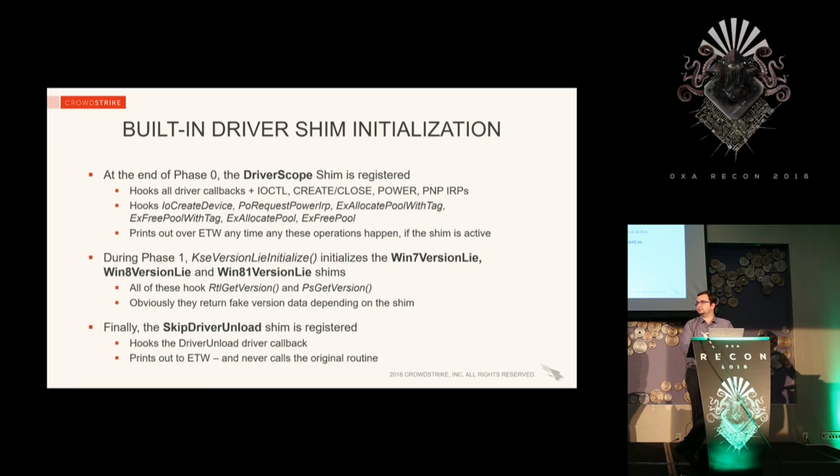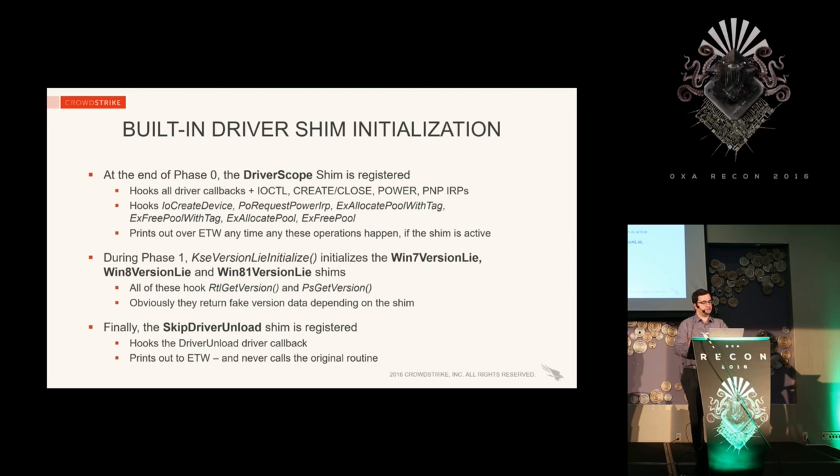over ETW, which is event tracing for Windows, which is kind of Windows's internal tracing mechanism, anytime that happens. So it just hooks those things and tells you that it happened, as the name suggests, driver scope, kind of like a scope for drivers. We're going to see driver scope is never active on anything by default, but it basically means if you activate it, and we're going to see how you can activate a shim, you get some ETW events. Then there's another set of three shims: Windows 7 version lie, Windows 8 version lie, and Windows 8.1 version lie.